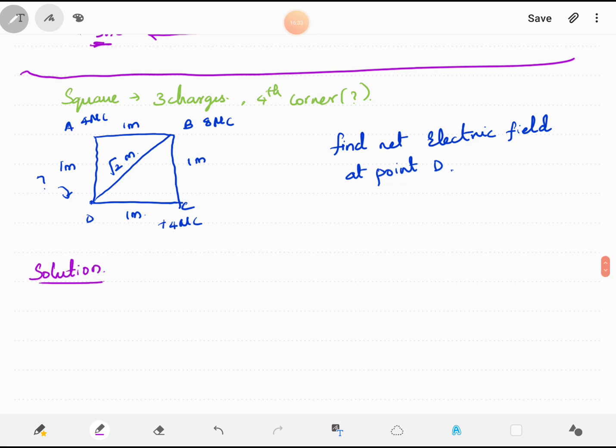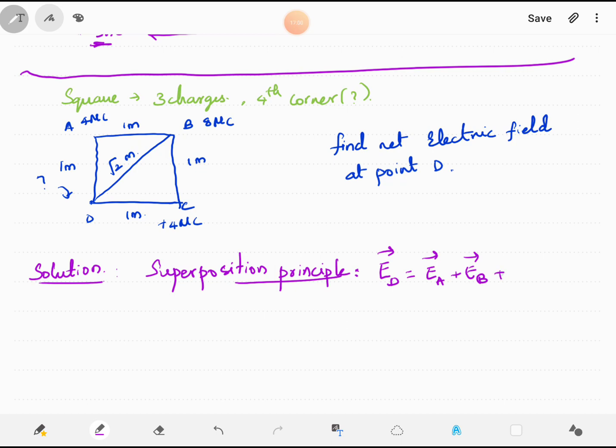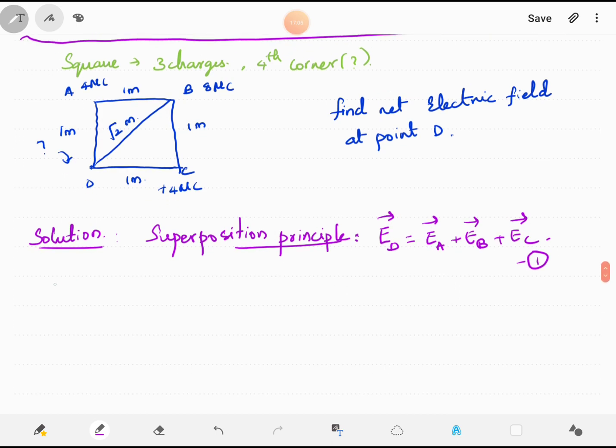To find the net electric field at point D, we shall consider the solution similar to the previous problem. We are going to use which principle? Of course, the superposition principle. In accordance with the superposition principle, to find the net electric field at point D, we will have to add up the electric fields produced by charges A, B, and C, and add them vectorially. So let's call this equation 1. And also the magnitude of electric field due to a point charge is given by Q by 4 pi epsilon naught R square. So this is equation 2.